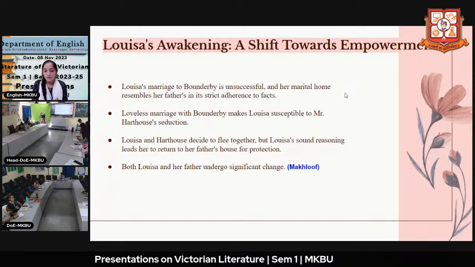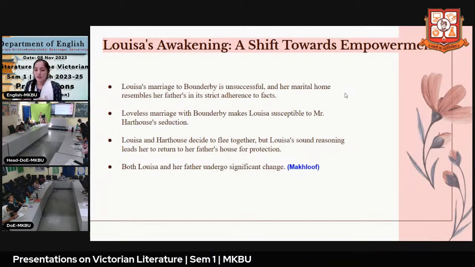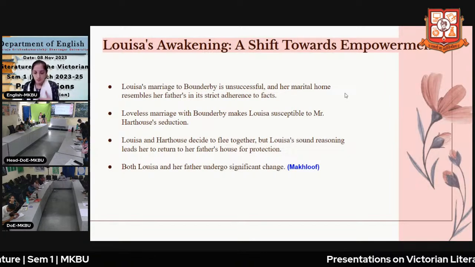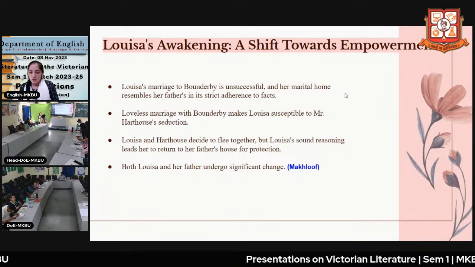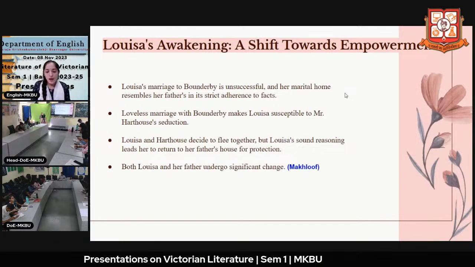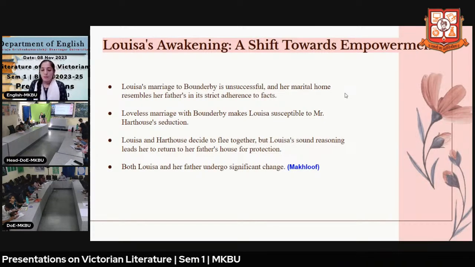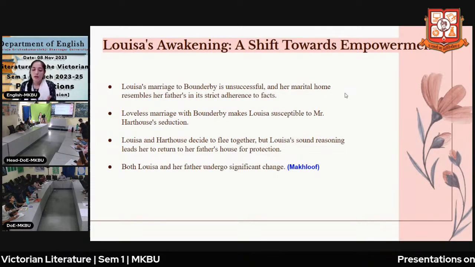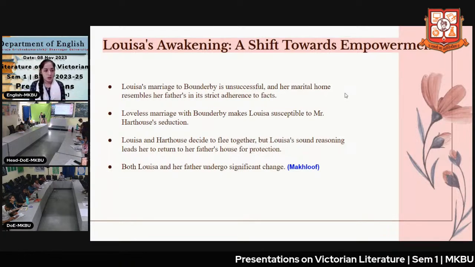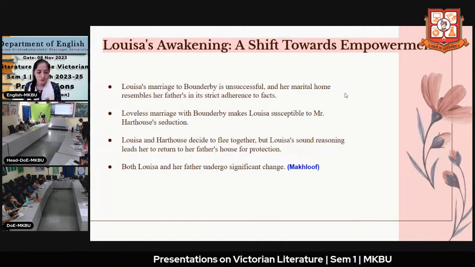The loveless marriage with Bounderby makes Louisa susceptible to Mr. Harthouse's seduction. He suspects that she has an affair with Harthouse. Louisa and Harthouse decide to flee together, but Louisa thinks about it, and her sound reasoning leads her to conclude that no, I am very safe at my father's house.